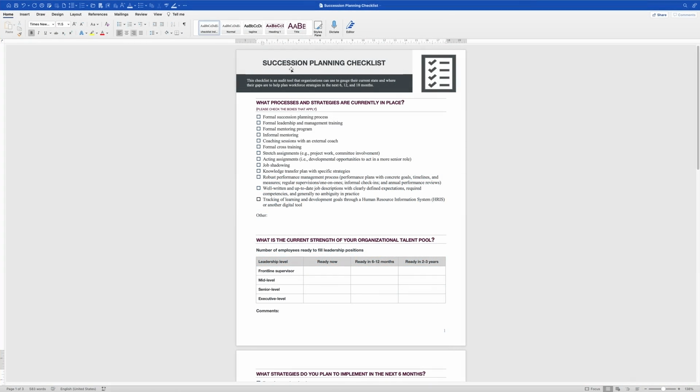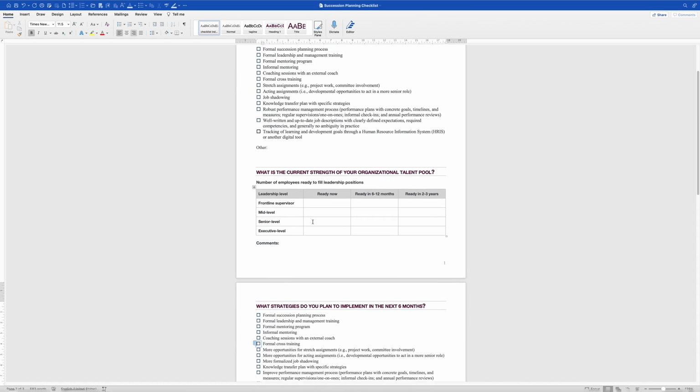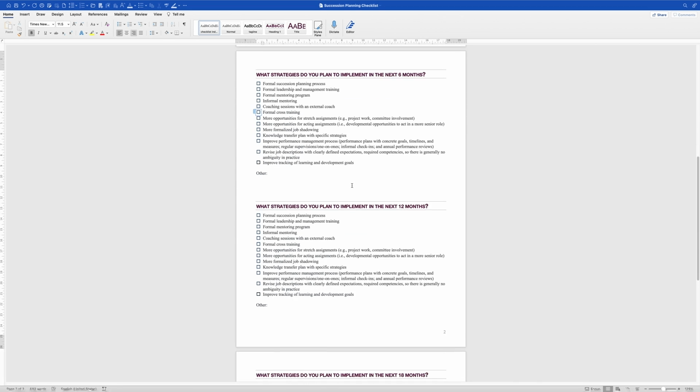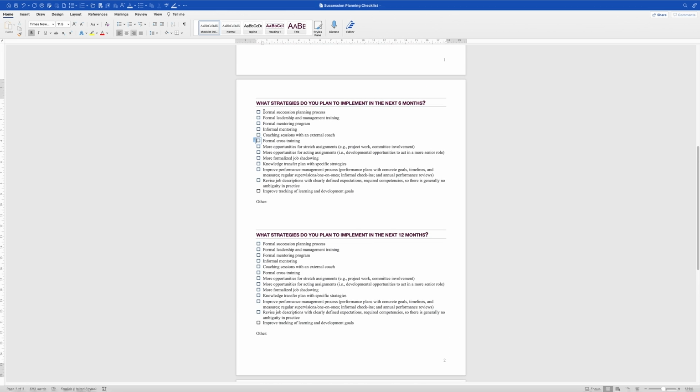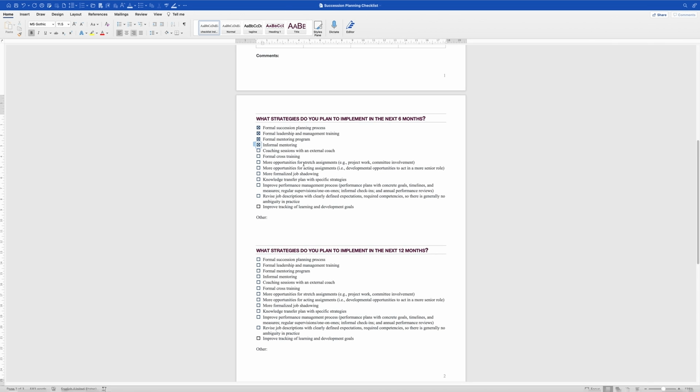The first resource tool is the succession planning checklist. It is an audit tool for you to gauge what strategies you already have in place and where the gaps are to help you plan your workforce strategies for the next 6, 12, and 18 months. A comprehensive list of strategies has been listed and can easily be checked off in the document. This will make it easier for your organization to see what should be implemented.